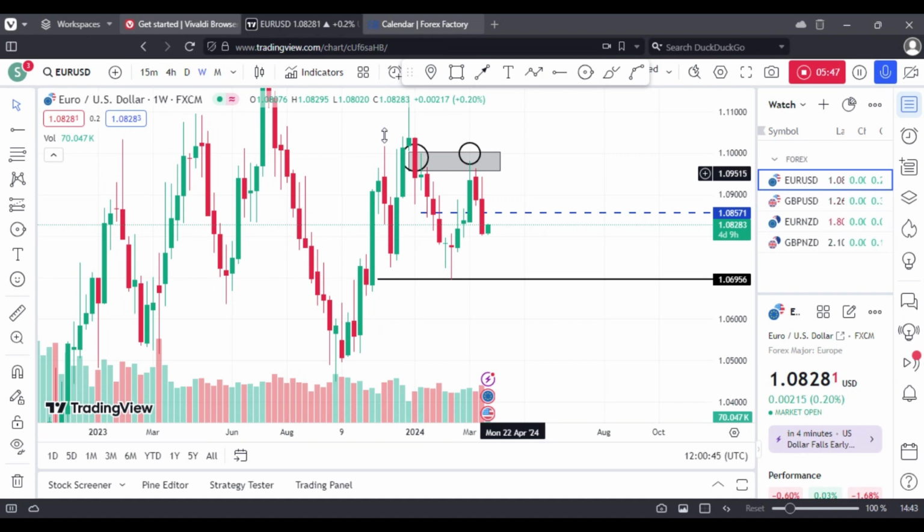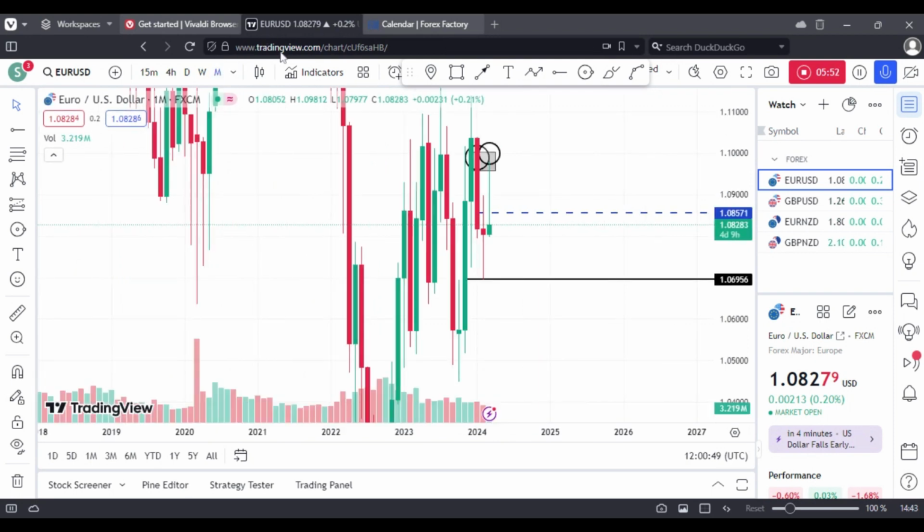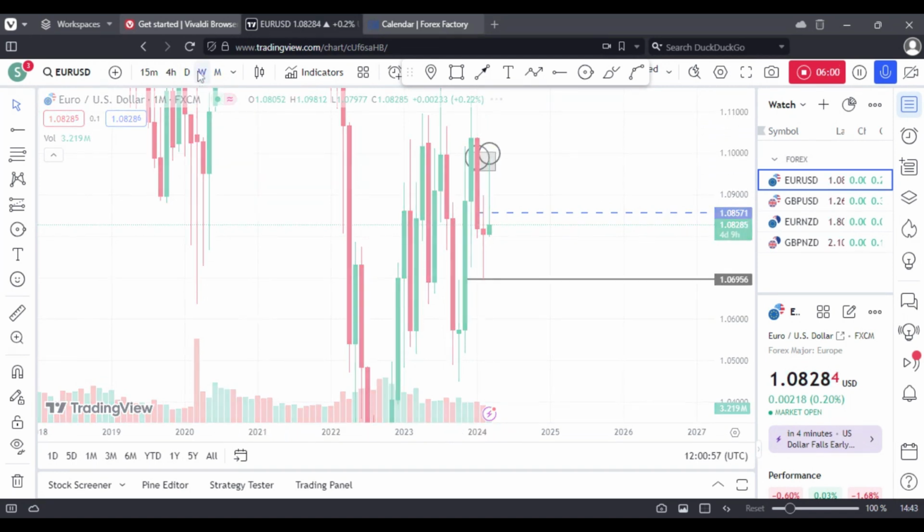Okay, now I want to see if this double top is on monthly. You see, there's nothing here. Only the red candle. There's no other candle here. So this double top is very powerful.